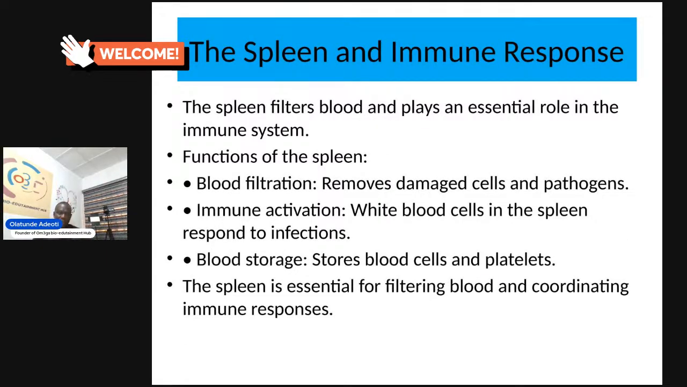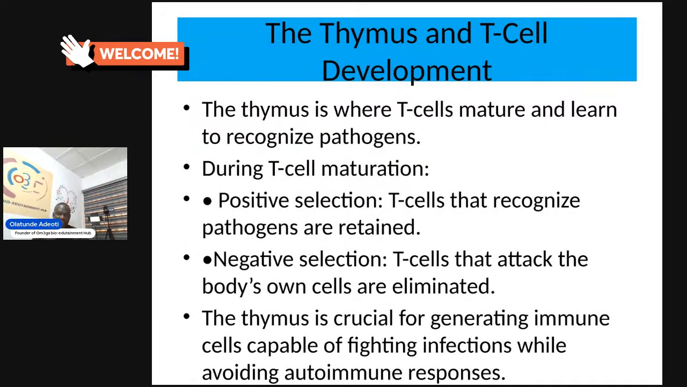The spleen filters blood and plays a crucial role in the immune system. Functions of the spleen include blood filtration, immune activation, blood storage, and so on. It is very essential for filtering blood and coordinating. They are the coordinator of the cellular immune response.